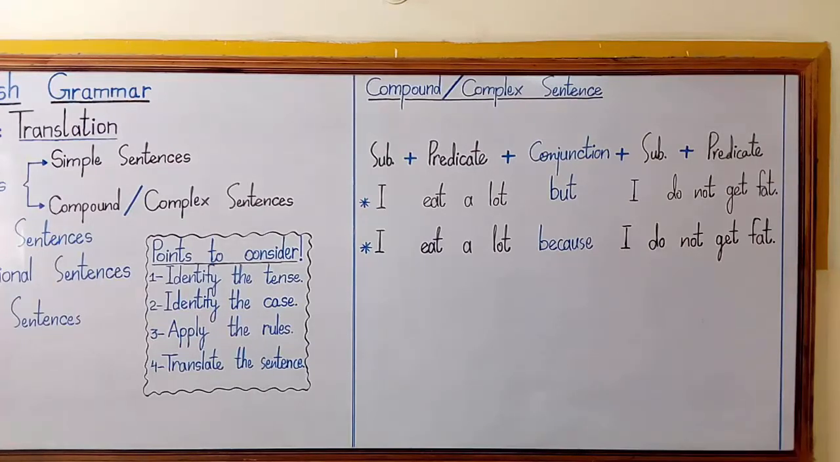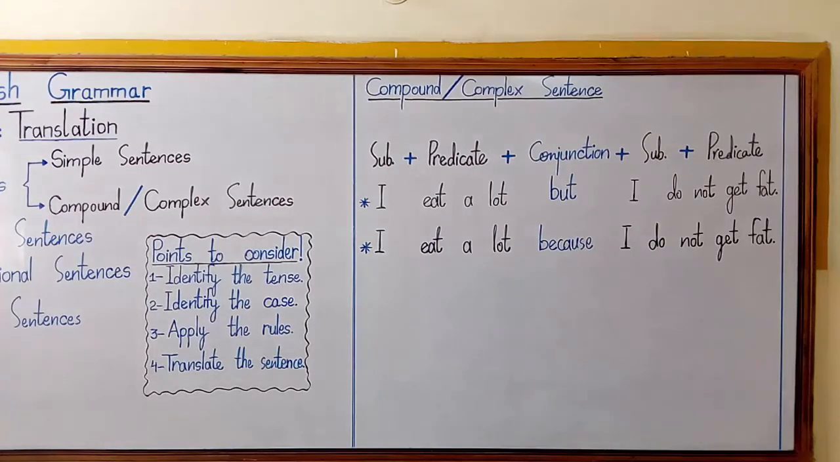Right? So there are 2 sentences given on the board. I eat a lot but I do not get fat. I eat a lot because I do not get fat. See, the simple sentences given in both examples are exactly the same. I eat a lot, I eat a lot. I do not get fat, I do not get fat.